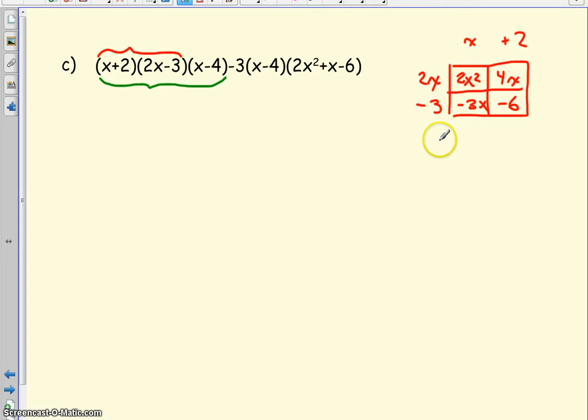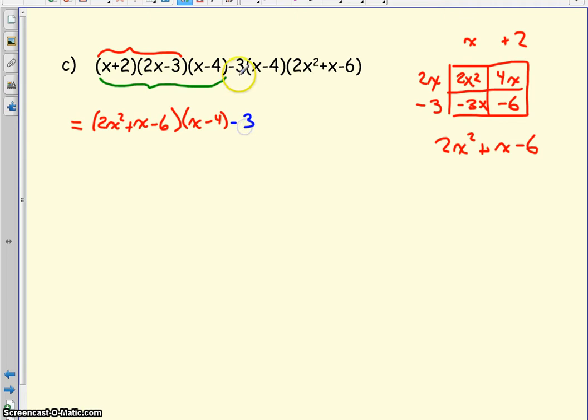Okay, so put that all together, we're going to wind up with 2x squared, minus 3x plus 4x is 1x, so 2x squared plus x minus 6. So already what we have now for our next line is this new trinomial, 2x squared plus x minus 6, times the x minus 4.